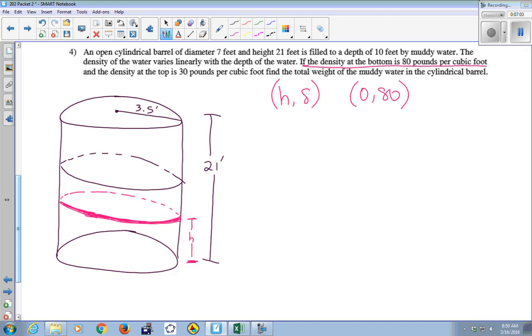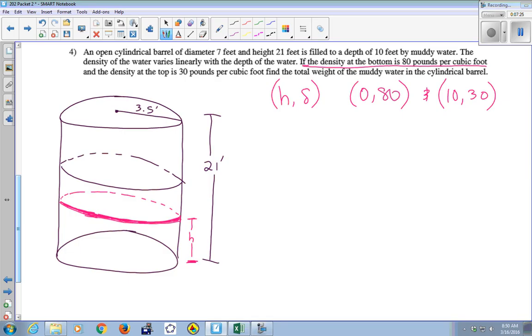Okay, and then my next sentence says the density at the top, where the water stops at 10 feet, is 30 pounds per cubic foot. So if I translated that to a point, I would get (10, 30). Good. So I could write an equation of a line.